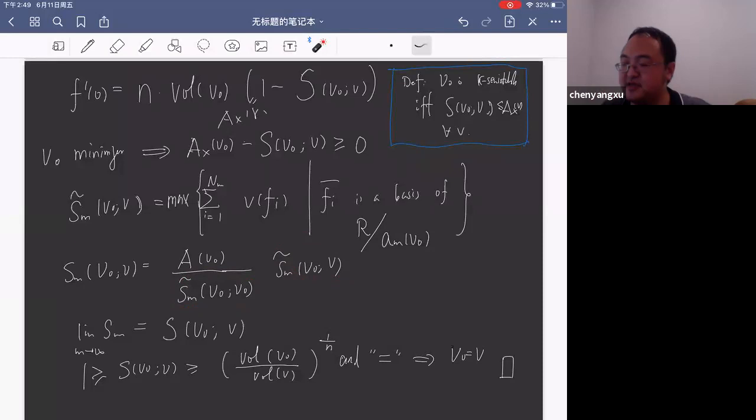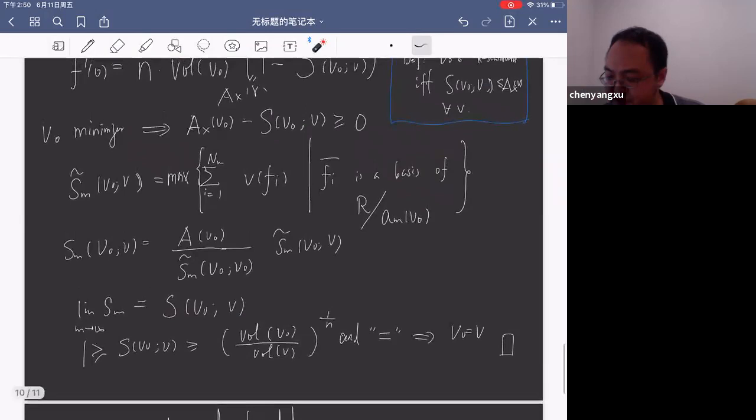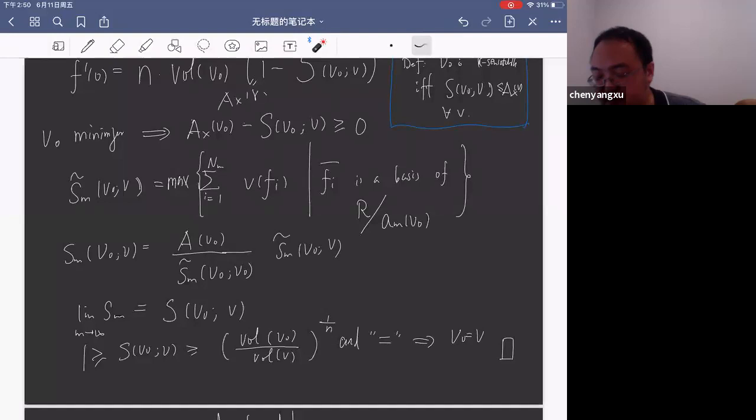So basically that's just how V0 on this part goes, and then I just compare how V goes on that. So then I define the limit to be the S(V0, V), and you can again show that the limit exists. So now I want to conclude that if V0 is another minimizer with the log difference to be one, then it's the same as V.